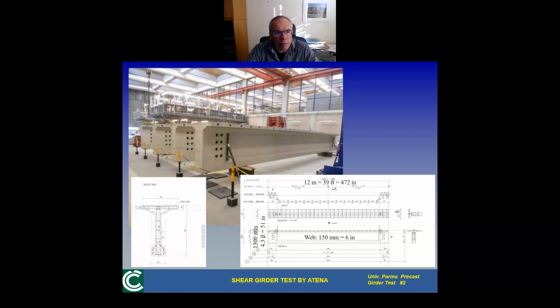So they are precast reinforced concrete pre-stressed girder beams with the length of 12 meters. That means 39 feet or 472 inches. The web thickness is 6 inches, 150 millimeters, and the height of the beam is 1300 millimeters, 51 inches.